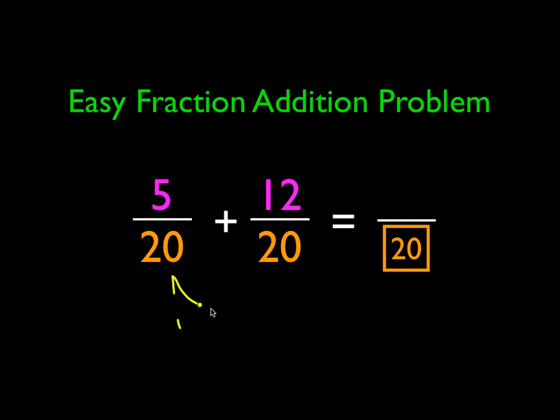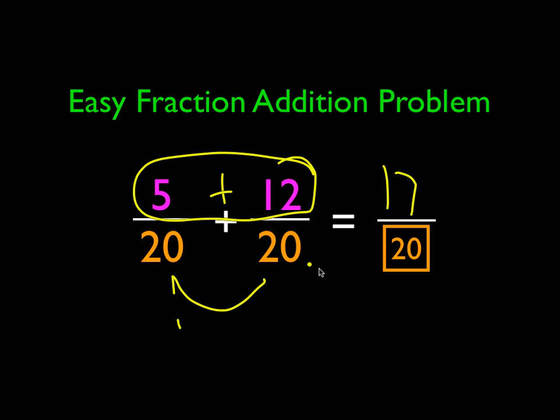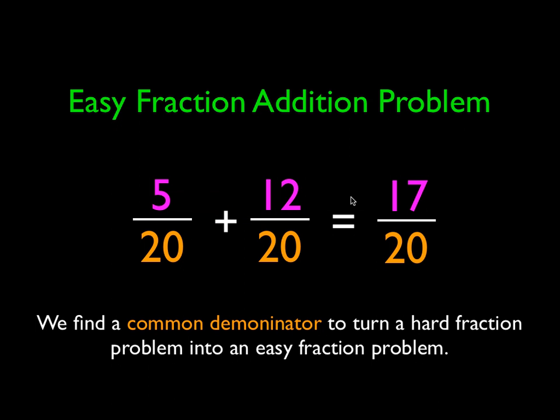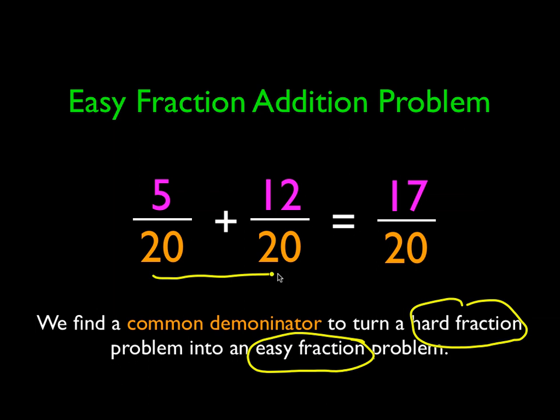So the rule is check the bottoms, they're the same, awesome. Then simply add these together. 5 plus 12 is 17. So since the bottoms match, add across the top and get 17. And so the purpose of finding a common denominator is to turn a hard fraction problem into an easy fraction problem. And so by the time we get these 20s in the bottom all to match up, this is now an easy fractional addition. 5 plus 12 is 17.